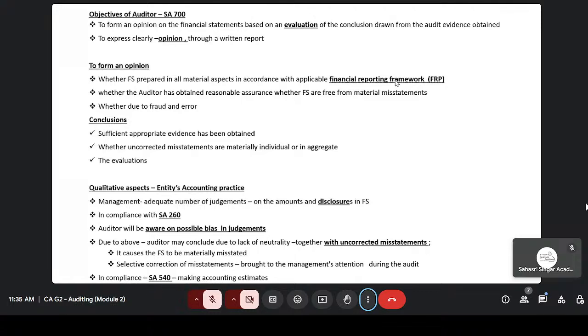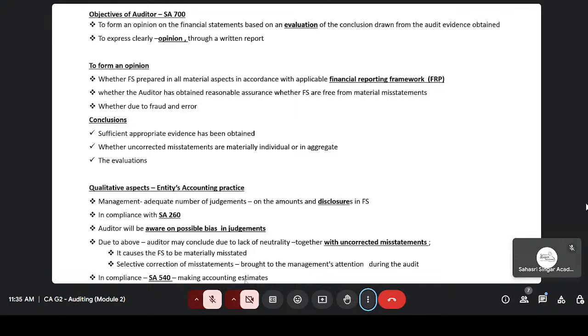Whether the auditor obtains reasonable assurance. So you have to ensure that you are satisfied whether your financial statements are free from material misstatement. Third one, due to fraud or error. For each and every point, you do have an SA reference also. I thought of writing it up, but again, it would be too complicated for you to read, so I made it very simple. But wherever I have quoted an SA here, you can quote it.